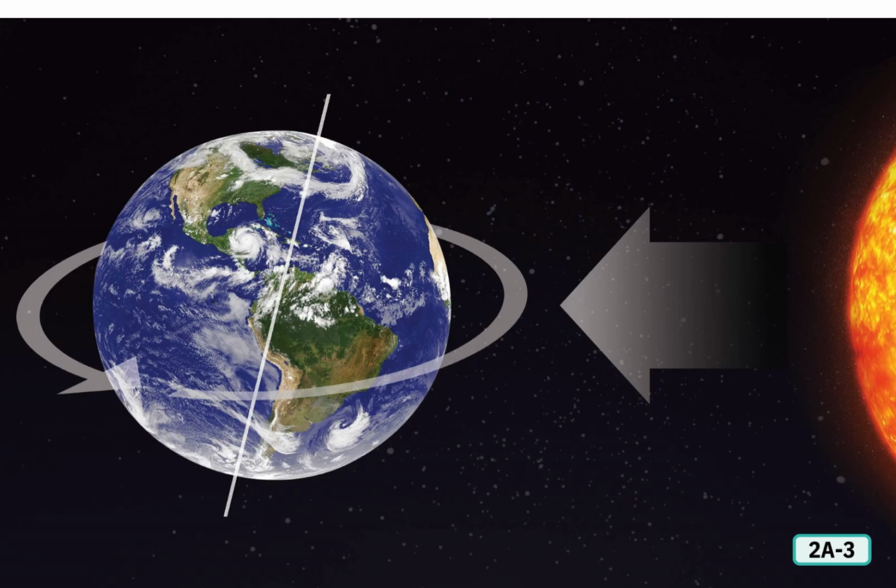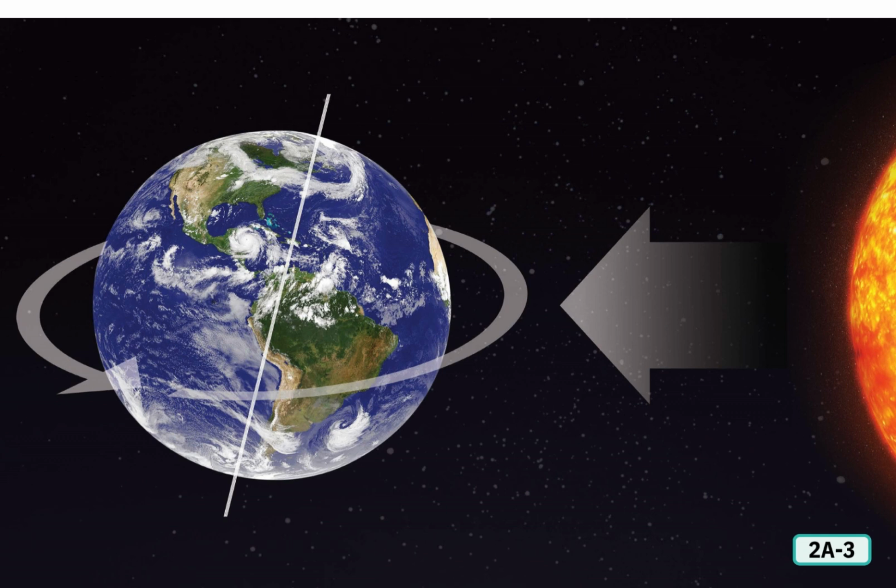Earth rotates or spins on its axis. Imagine the Earth's axis as an imaginary pole sticking through the center of the planet from north to south. It takes 24 hours or 1 day for the Earth to spin or rotate all the way around one time. This daily rotation explains why there is always night and day on Earth.